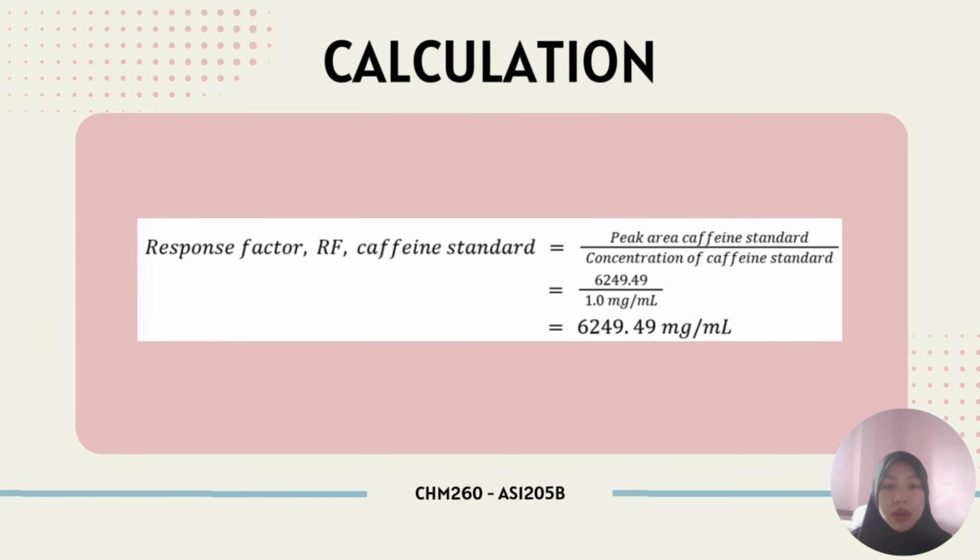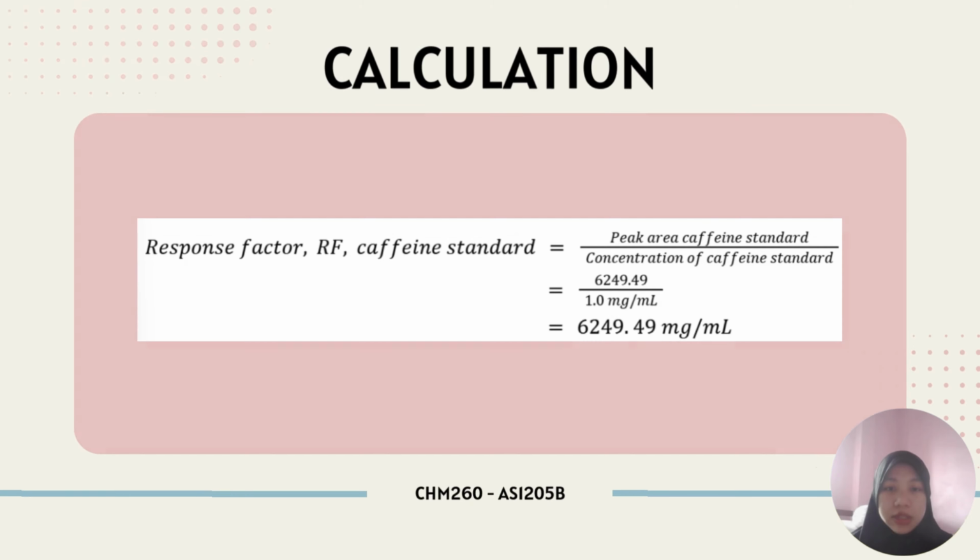Now, for the calculation part, to determine the response factor for the caffeine standard, we begin by dividing the peak area of the caffeine standard by its known concentration. This calculation provides a measure of how the detector responds to a specific amount of caffeine. Using the peak area value obtained earlier and dividing it by the caffeine standard concentration of 1 mg per milliliter, we calculate the response factor. In this case, the response factor is determined to be 6,249.49 per mg per milliliter, providing an essential reference point for subsequent calculations.